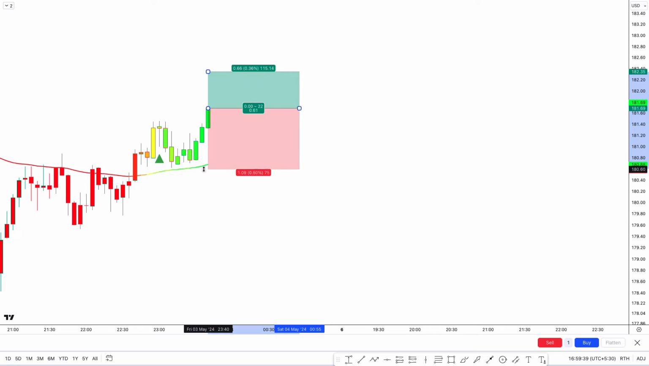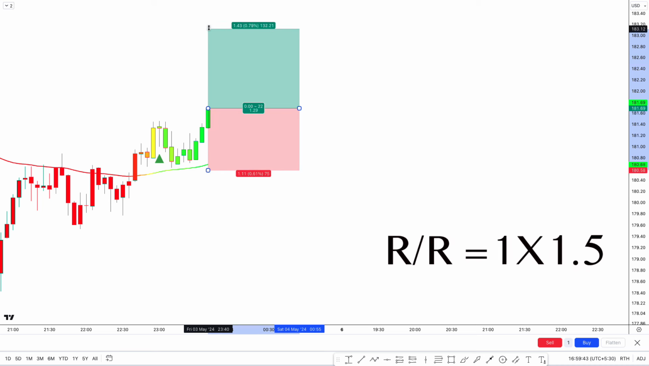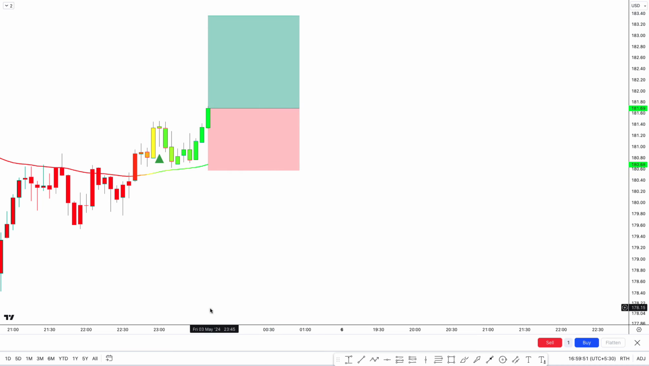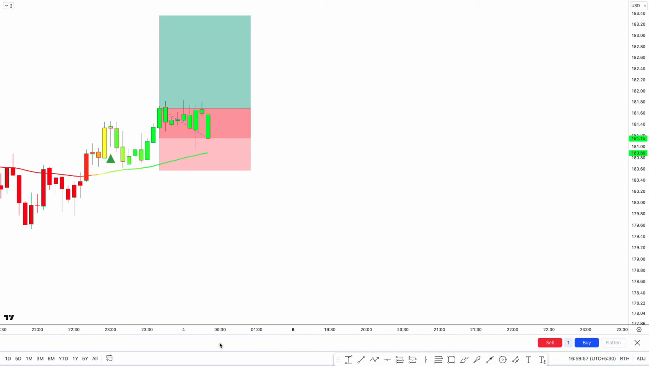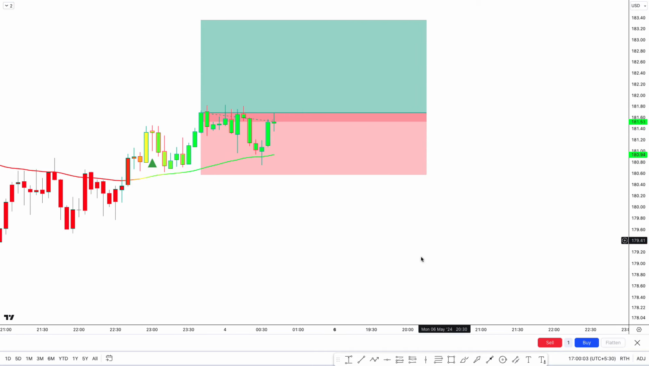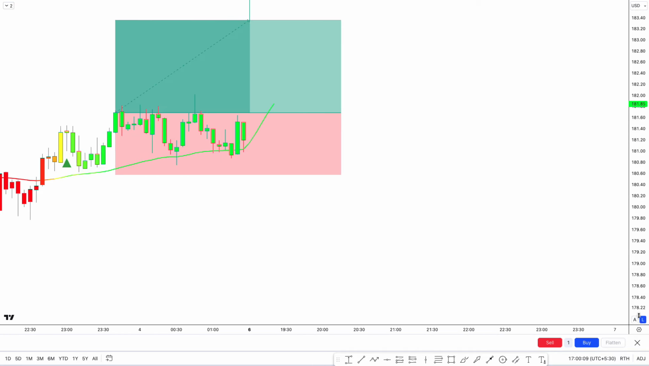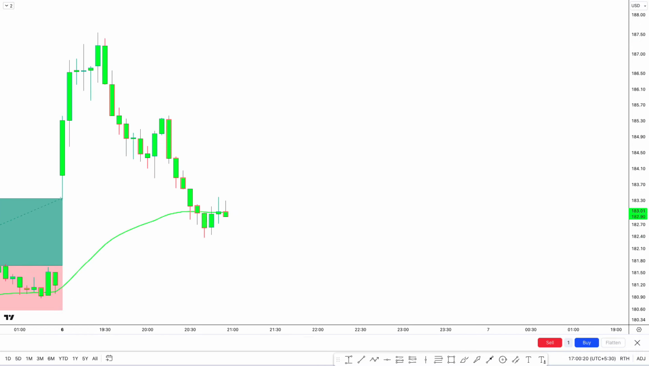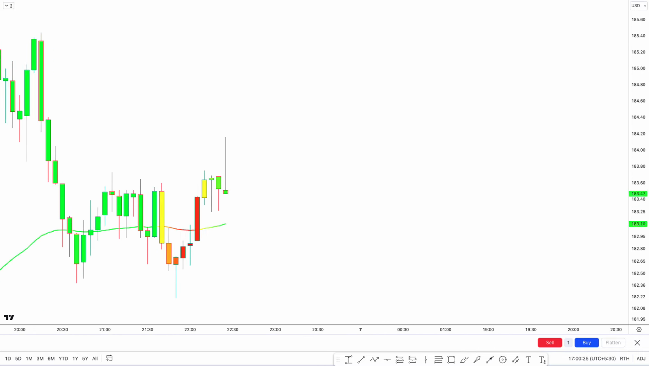Our stop loss is to be placed at the previous low of the market and should be below the MA line, and the risk to reward ratio will be 1:1.5. How does this trade play out? The market has completely hit the target. I hope you must have liked this trading strategy. Let's find the next trade.